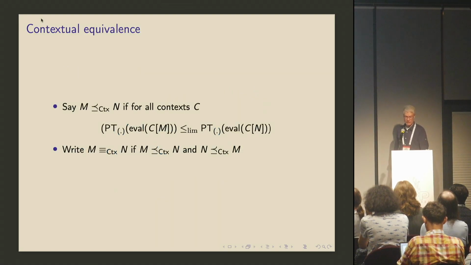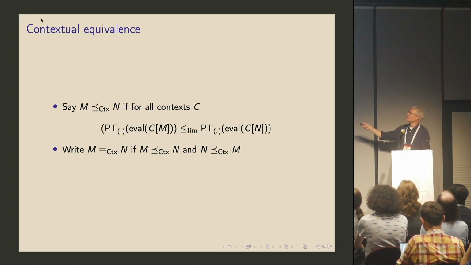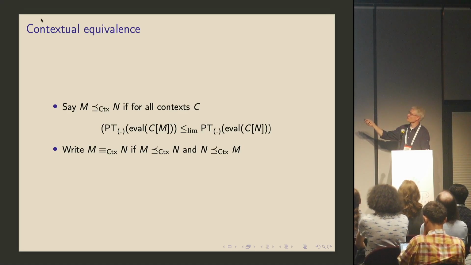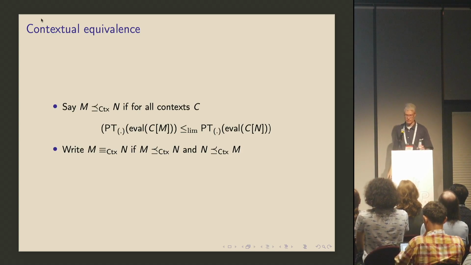And so now I can actually define the contextual approximation. I take two things here, I put them in the same context, and I evaluate. And then I look at this thing here, which for every natural number gives me an element in the rational interval, and I ask whether in the limit that one is larger than that thing here. Okay, and that's my definition of contextual approximation.